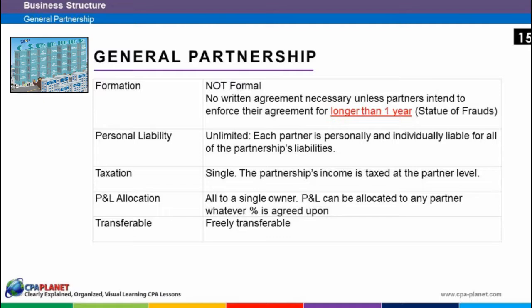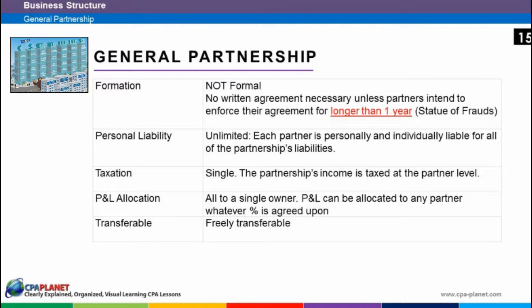When Microsoft was started, Bill Gates and Paul Allen decided to split ownership 64-36 and maybe profits the same way. When Apple was formed, Steve Jobs and Wozniak, even though Steve Wozniak was the brilliant guy who built the computer and did all the work, somehow Steve Jobs convinced him that he deserved 64% of the company. Anyway, that's the profit and loss allocation. Transferable: it's not transferable without unanimous consent.